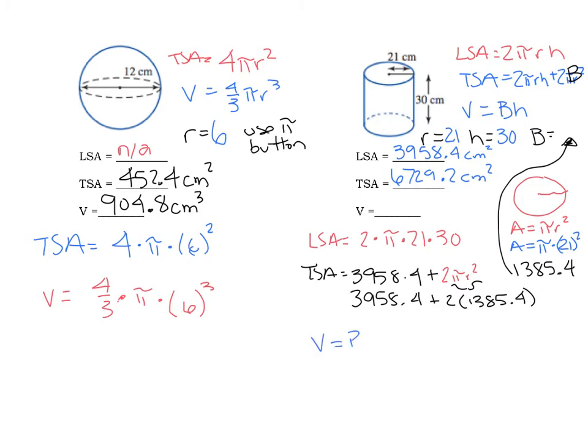Now for the volume. Volume is simply capital B times H, which we know capital B is the area of the base, which is 1,385.4, times the height of our cylinder, which was 30. So 1,385.4 times the height of 30 gives us a grand total for the volume of 41,562 centimeters cubed.